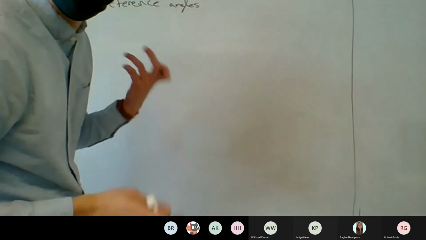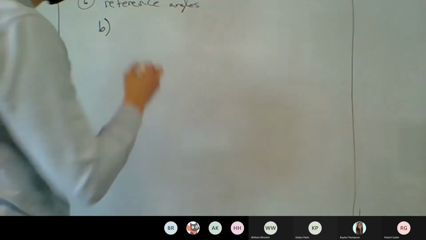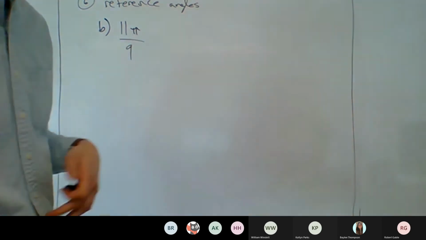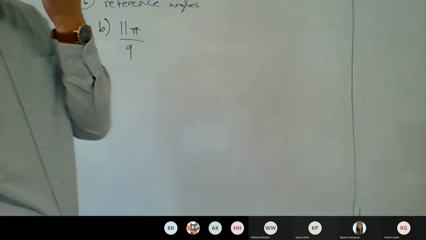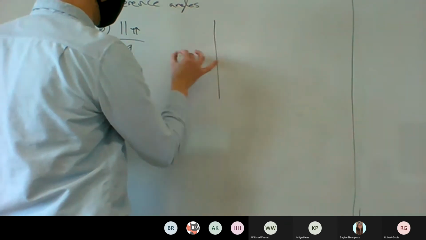So number 6, I'll just do B. Was, for me, it's 11 pi over 9. Your numbers may have been a little different. It's because Lebesgue's going to randomize. Okay. First thing I should do is draw this angle.